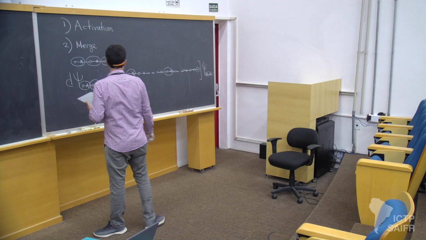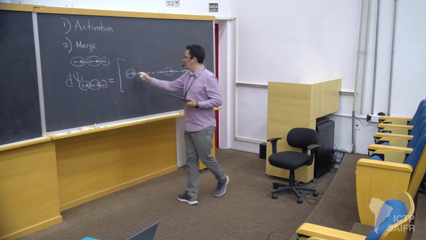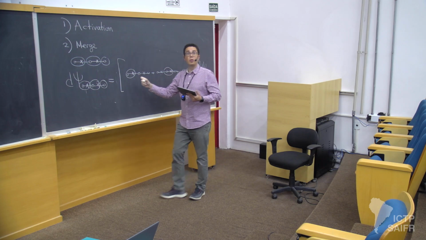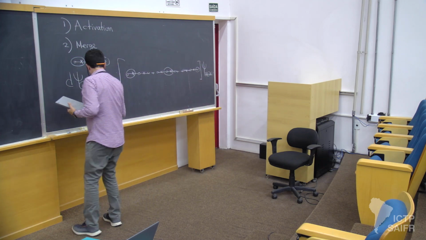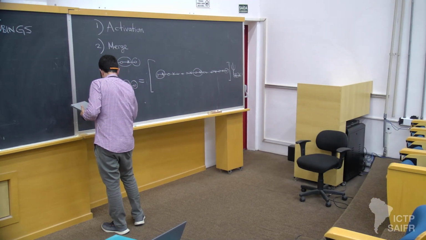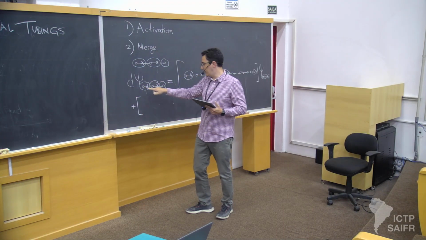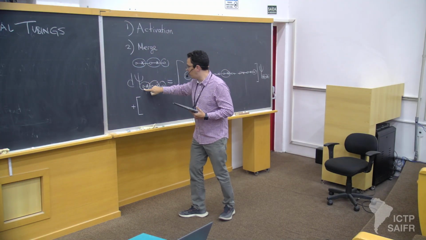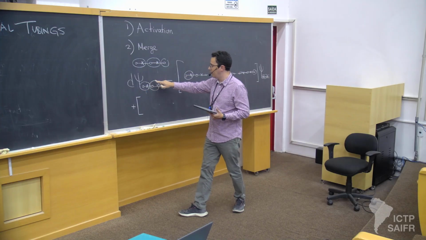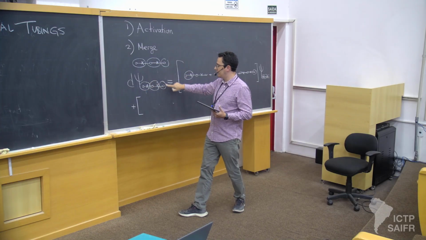And then there are 2 ways. You see, these tubes enclose crosses, so there are 2 ways of merging. The first merge is between these 2 tubes here. I can make this tube grow and encircle this one, or I can make this tube grow and encircle this one.